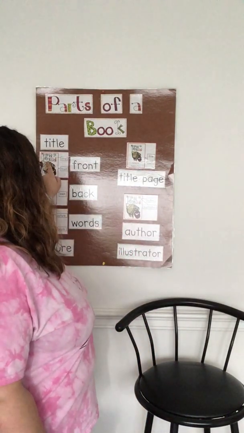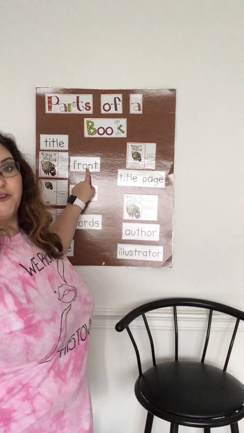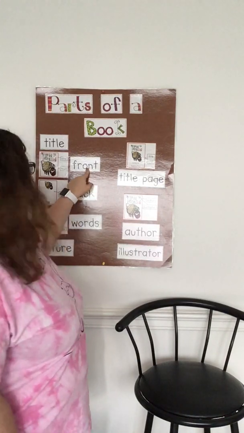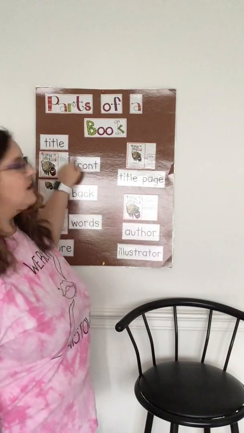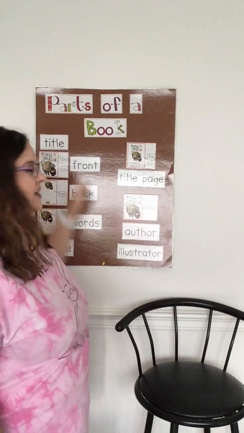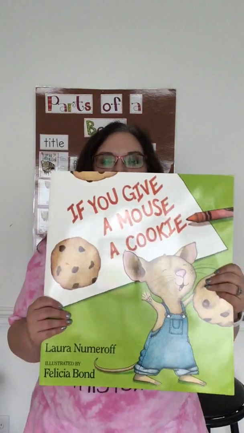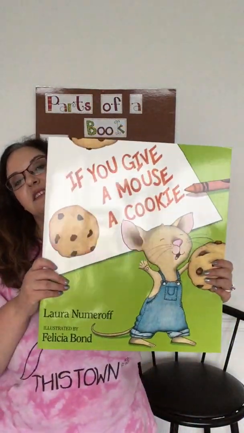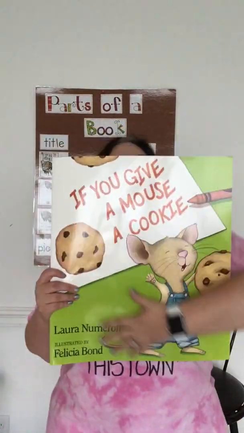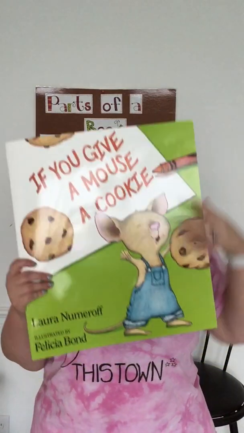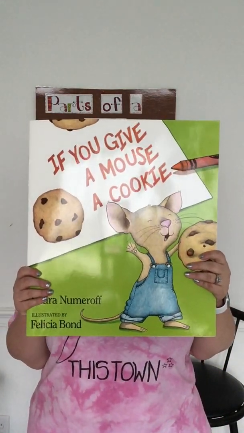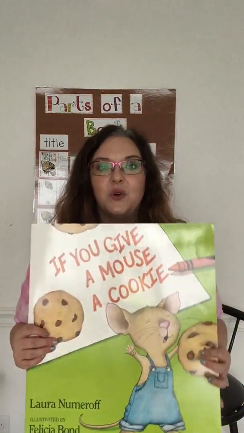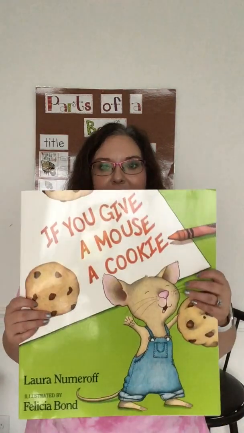So our first picture here shows the word front, for front cover. And it says that on the front cover is the title. So I have a big book here, and right now I'm showing you the front cover, okay? This part of the book is called the front cover. On the front cover, you're going to find the title. The title is the name of the book. So just like you have a name, books have a name.